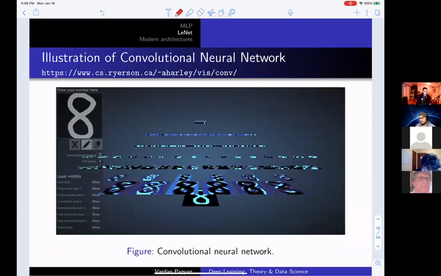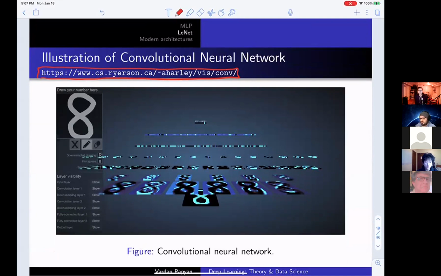I have a set of illustrations that show what is happening in a convolutional layer. There is this person who worked really hard to create an illustration of what the layers of a convolutional neural network are doing. So I thought it might be beneficial to look at those illustrations.